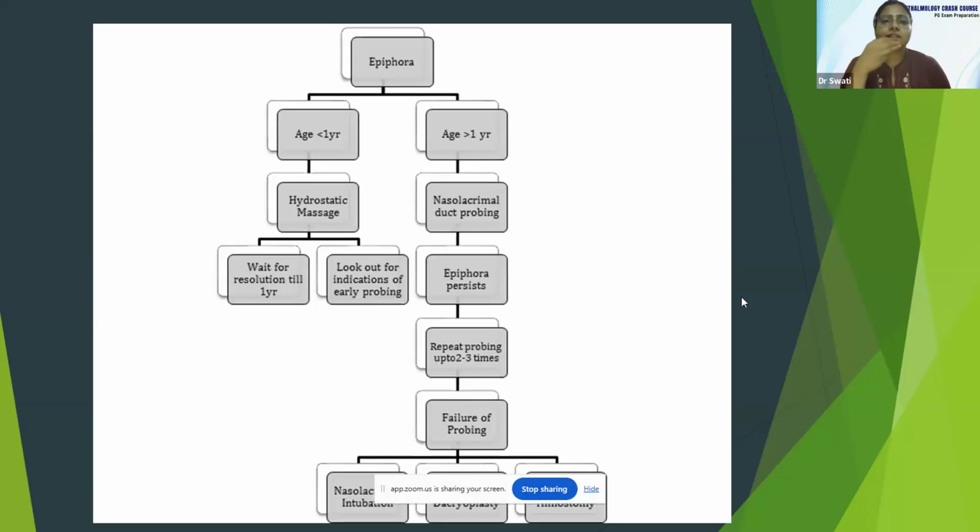This is the table that postgraduates can make in their answer sheet. For epiphora, if the age is less than 1 year, you can do the Crigler sac massage, and if the age is more than 1 year, you can go for a duct probing. If the epiphora still persists, you can repeat the probing once or twice, and if the probing still fails, you can either do a nasolacrimal duct intubation or a balloon dacryoplasty, and if the child is more than 3 years, you can proceed with a DCR.